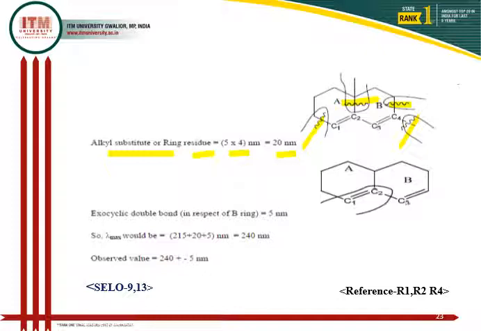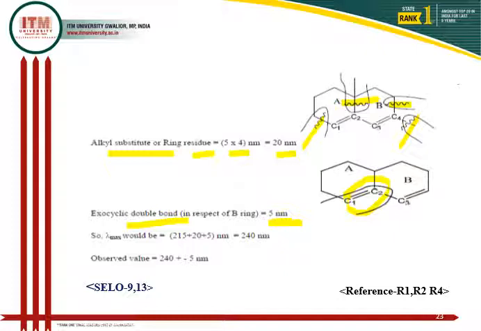Then whether they are having an exocyclic double bond. So you can see here with the ring whether the exocyclic bond is there in respect of the B ring. This is the endocyclic bond if we talk about the B ring. So we have one exocyclic bond according to the B ring. So 15 nanometers for the exocyclic bond is added.